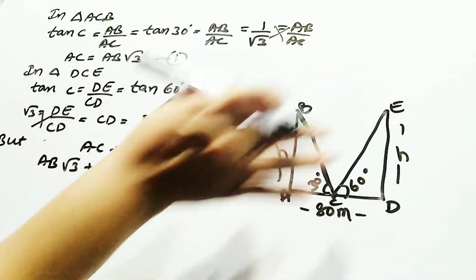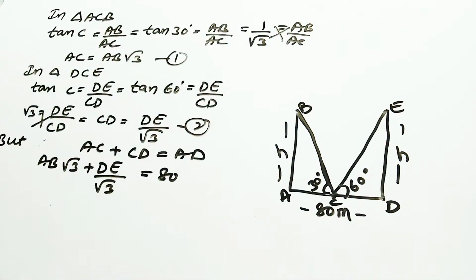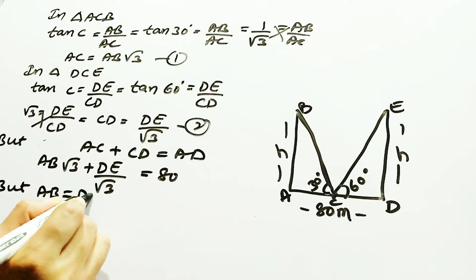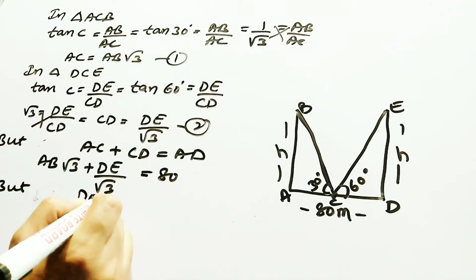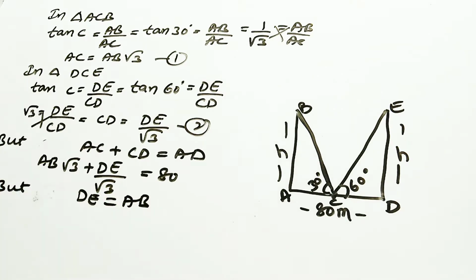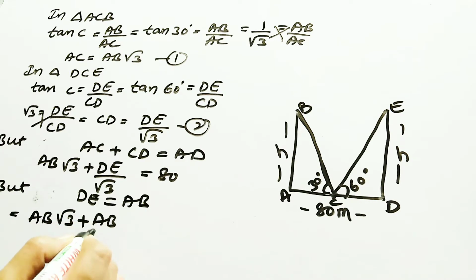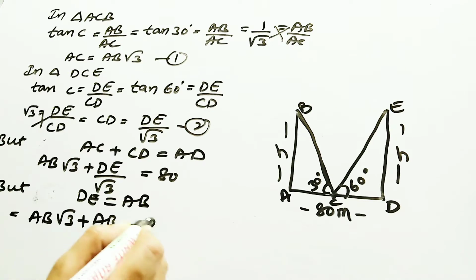Just consider that DE and AB are equal because they are parallel. Parallel lines are equal, so AB is equal to DE, or you can write DE is equal to AB. Just substitute: AB root 3 plus AB by root 3 is equal to 80. Just take out the LCM.